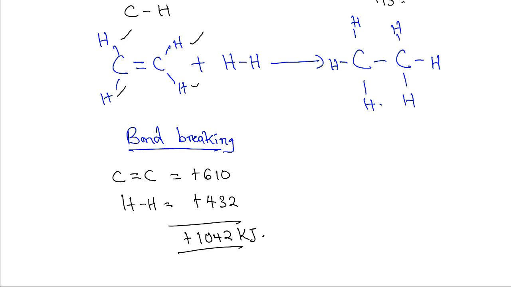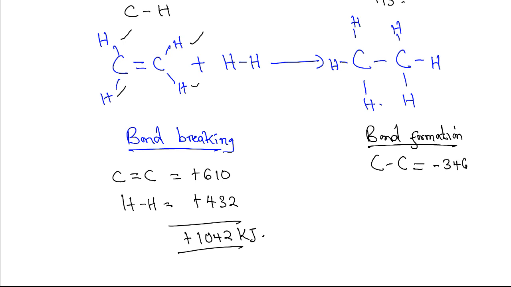Let's get to bond formation. The bonds that have formed. The first bond formed that is so clear is carbon-carbon single bond that was not there initially. And the carbon-carbon single bond is of now negative 346. It is negative value because it is a bond formation, an exothermic reaction, meaning heat is released during a bond formation.